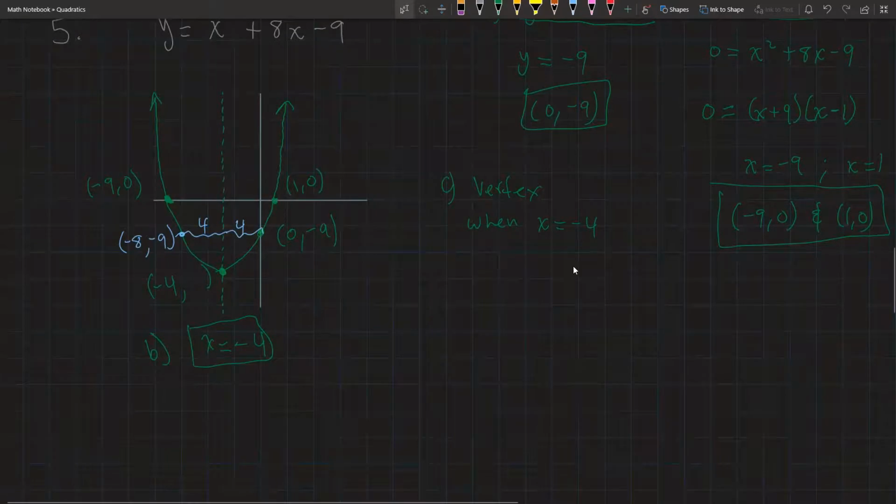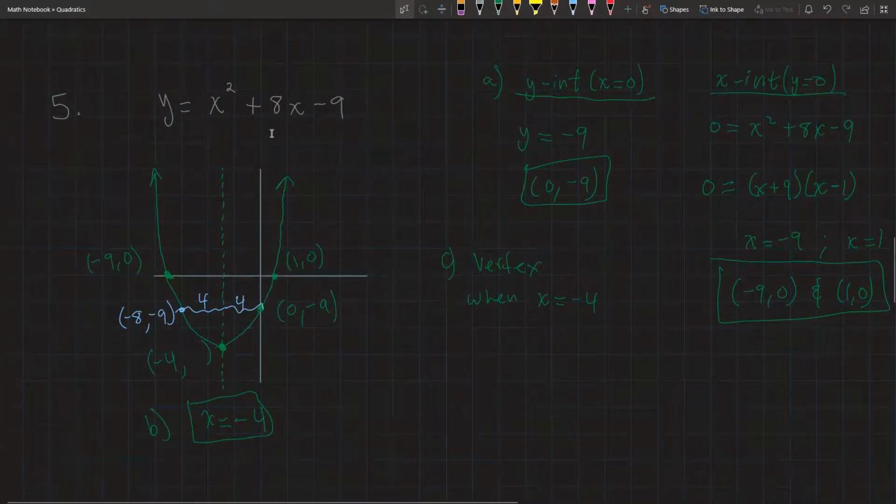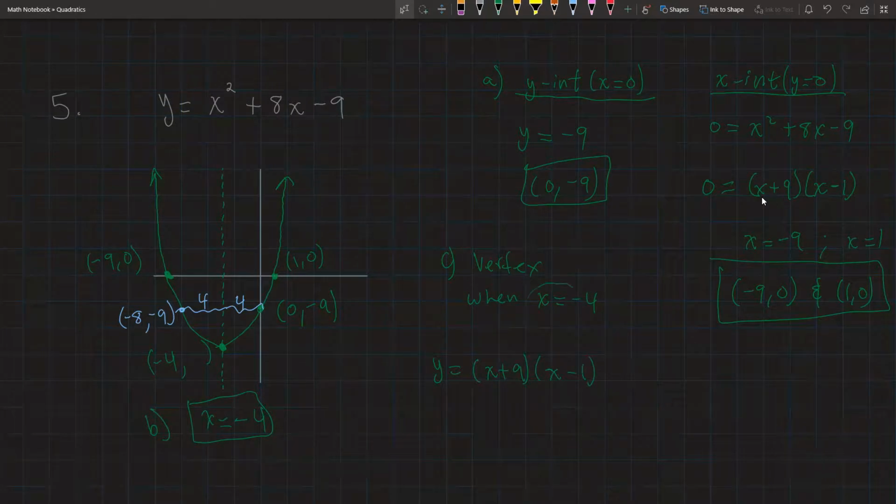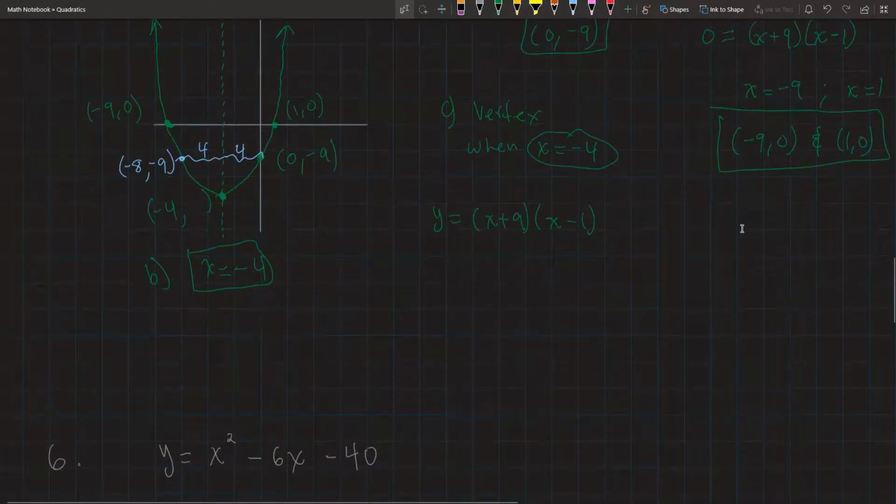So now that we know that, we can plug it in. One of the things that I see is I don't like to plug in a -4 here and then square it and then multiply by 8. The good thing is that we factored that over here. So I like the factored form better for finding the vertex. So I'm going to write it as the factored form. y equals (x plus 9) times (x minus 1), and then make this substitution. So let's find out the y value.